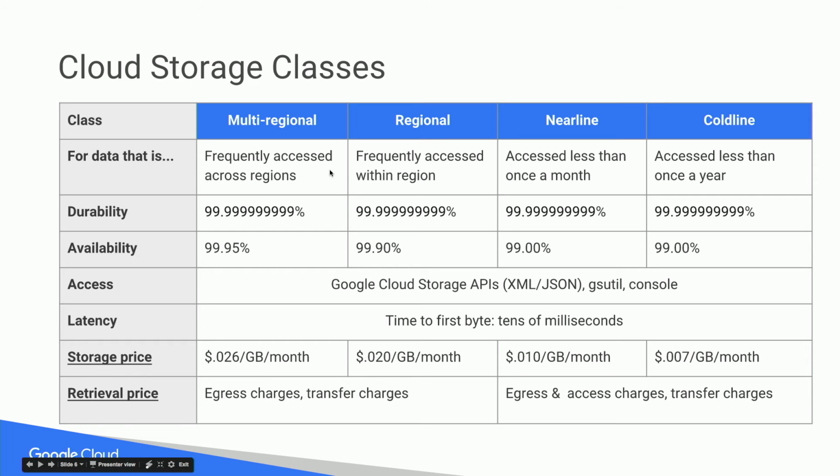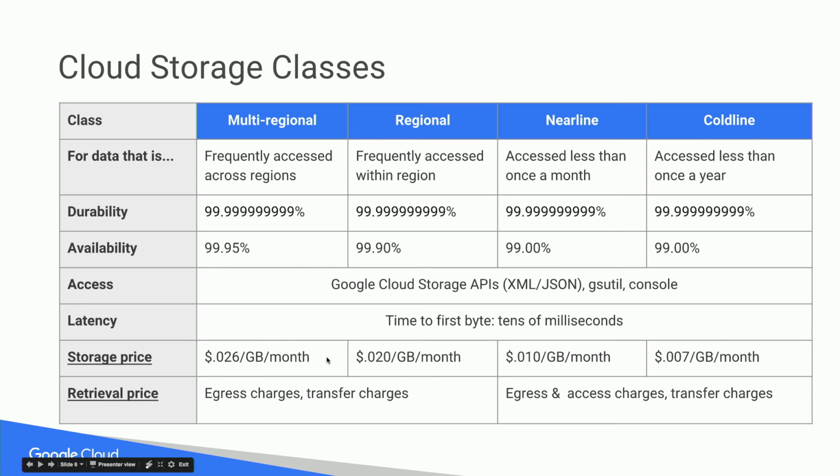So at the top here, we show this is intended for data that is frequently accessed across regions, within a region, accessed less than once a month, or accessed less than once a year. Durability is a lot of 9s. Availability, the worst case scenario is 1% of the time you might not be able to access your nearline or cold line data at a given point in time. And it's 3 9s for regional, and it's 3 9s and a 5 for multi-regional. You use the same APIs or the same GUI or the same command line utilities for getting data in and out of all of these storage classes. You have the same latency for reads. The difference here is on cost.